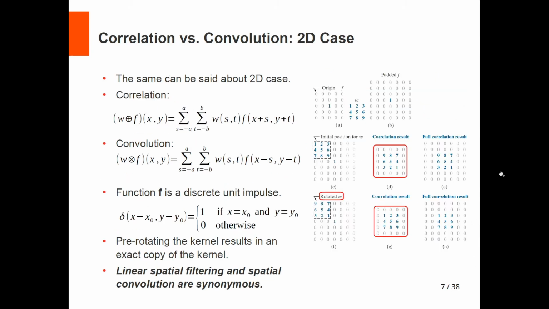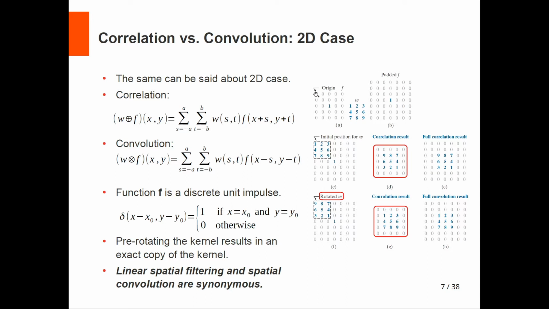Now let's see what happens if we have a 2D image. For 2D images and 2D kernels, the first thing that you notice is that we have extended these two equations for correlation and convolution to include two variables that are changing. The image that we have here is again a discrete unit impulse, but it is in two dimensions. The definition that we have is delta of x minus x0 and y minus y0. It is 1 if x is equal to x0 and y is equal to y0, otherwise it is 0.